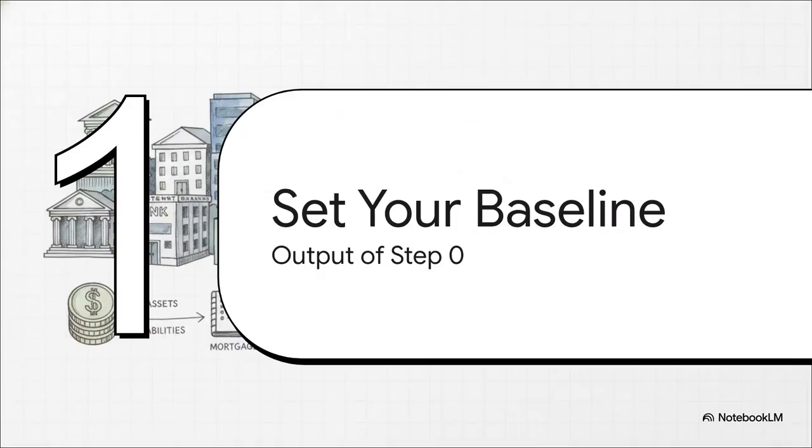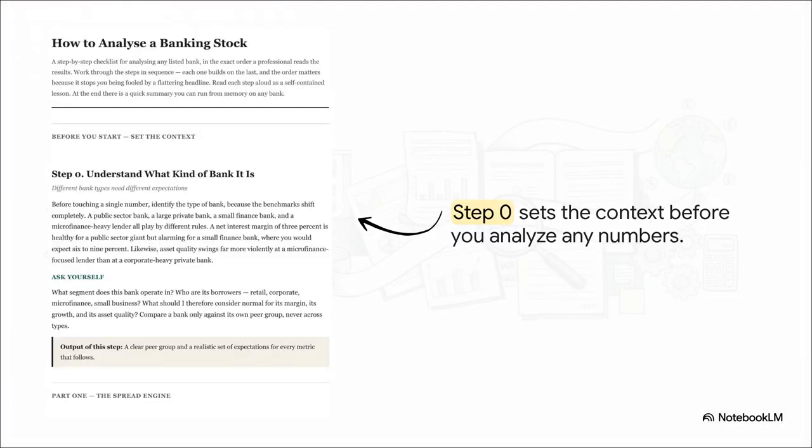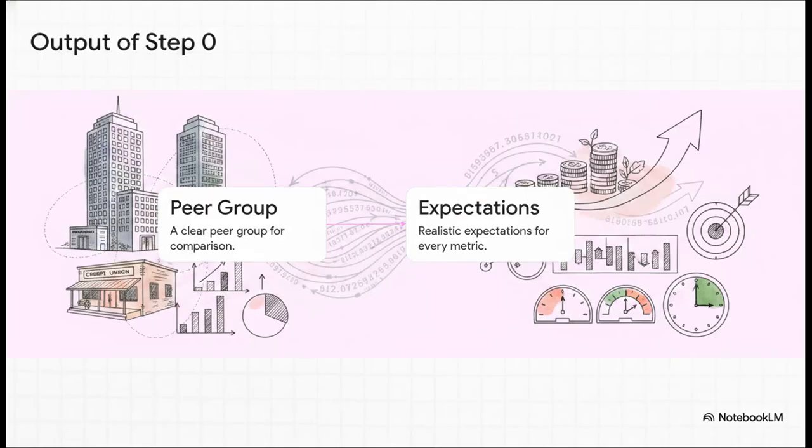Finally, setting your realistic baseline, the output of Step 0. By actually completing this crucial step 0, by just stopping, categorizing the bank, and understanding its borrowers, you build your armor for the rest of your financial analysis. You're establishing context before you even glance at the quarter's actual performance data, determining what is actually normal for a bank's margin, its growth, and its asset quality. The output of this essential step 0 gives you 2 massive advantages for every single financial metric that follows in your analysis. First, it gives you a clear peer group for fair comparison. And second, it provides a realistic set of expectations. You now know exactly what good and bad actually look like for this specific institution.